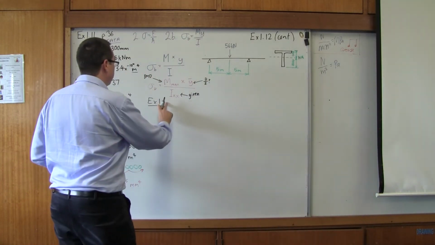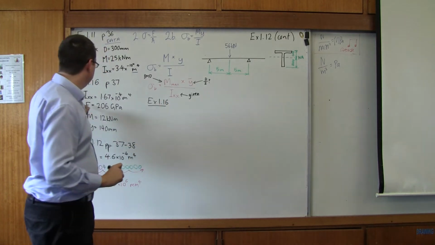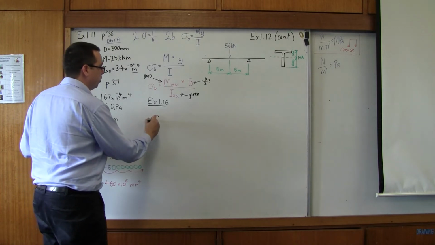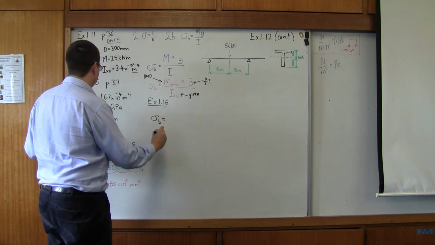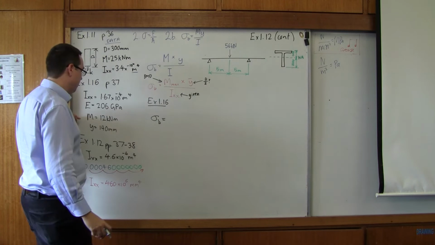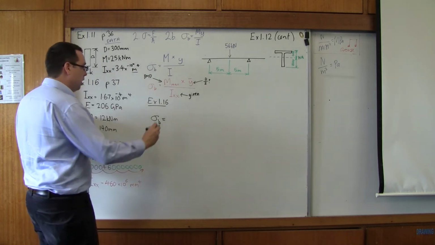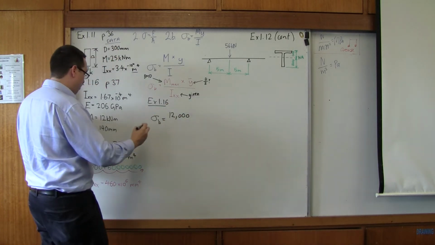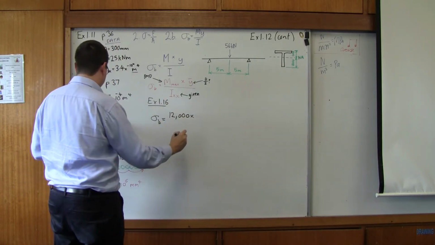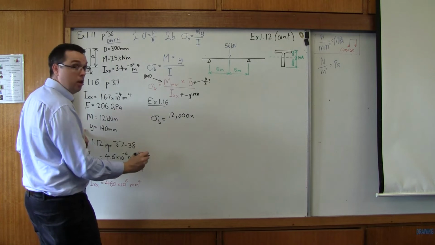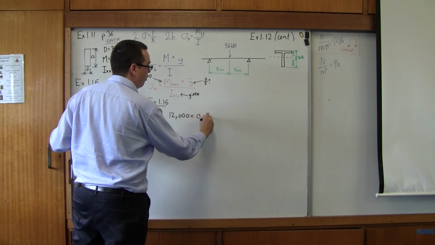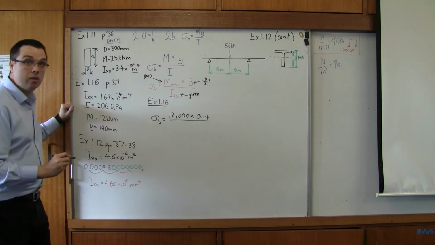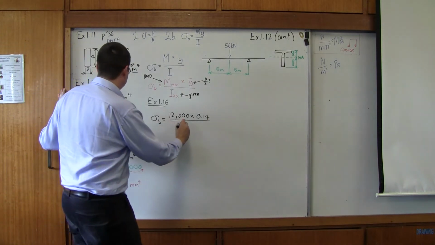Okay, we're now going to do the next one, which is a weird number. We're going to do 1.16, but it's just the same idea. We're just going to plug in these same values. We've got bending stress equals, what's M? 12. Now remember it's 12,000 because it's kilonewtons, right? And then we're going to multiply by Y, which this time we're going to write as 0.14, right? And then we're dividing by 1.67 times 10 to the negative 4.